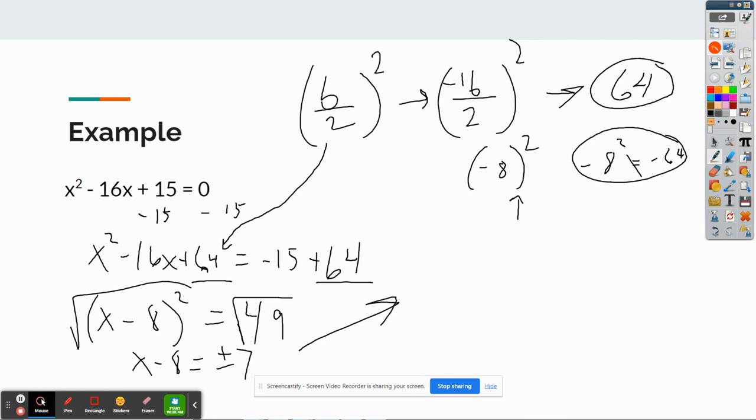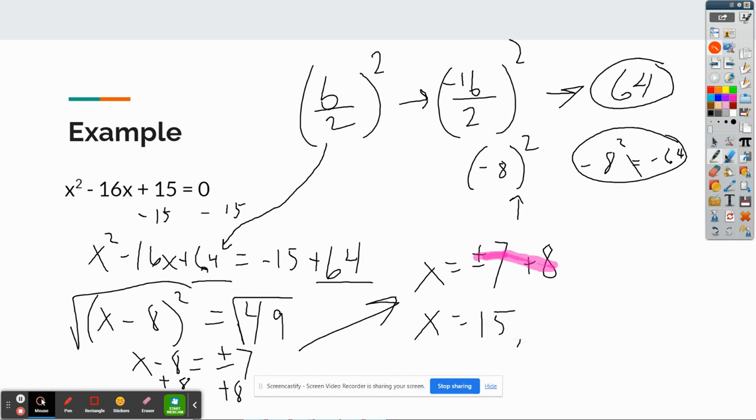And then my last step is to add an 8 to both sides. And so we get our answer is positive or negative 7, and then add 8 to it. So find your two solutions from there. Again, positive 7 plus 8. What's positive 7 plus 8? That's 15.